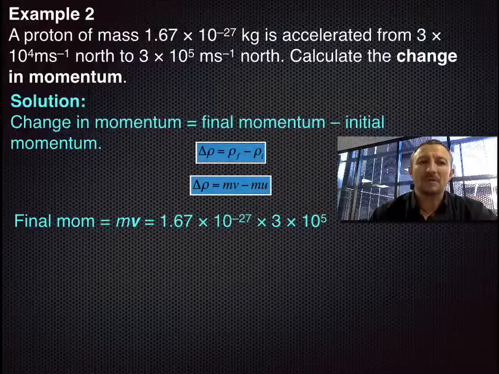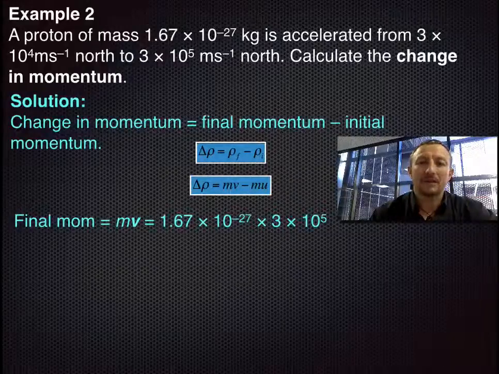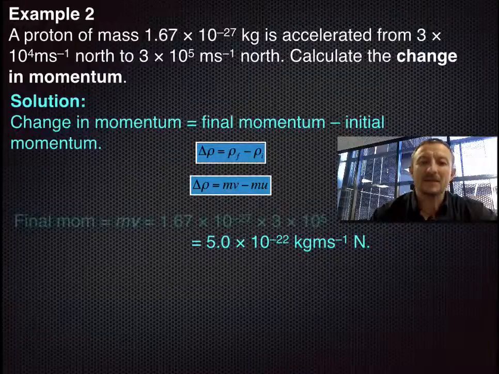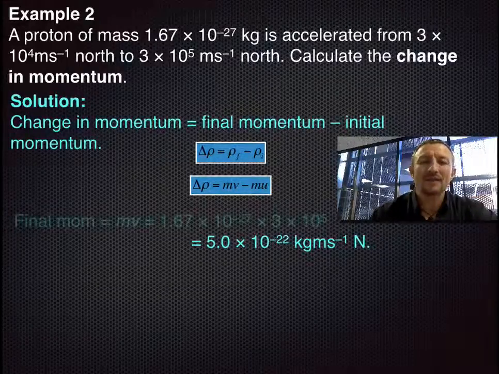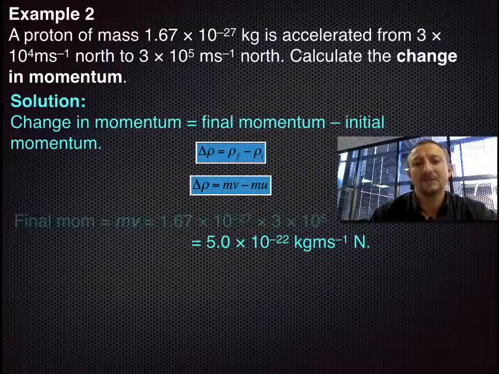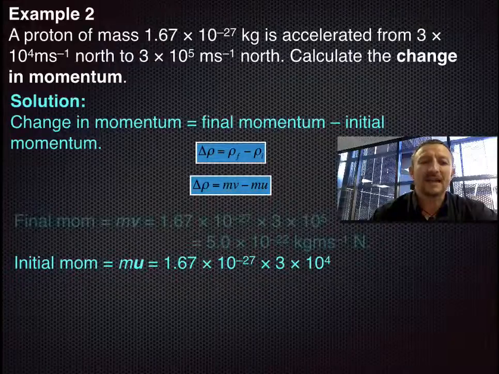and it's going to be multiplied by the velocity, which is 3 times 10 to the 5. This gives me 5 times 10 to the negative 22 kilogram meters per second north. So that's the final momentum. Let's find the initial momentum. Well, it's the same algorithm.